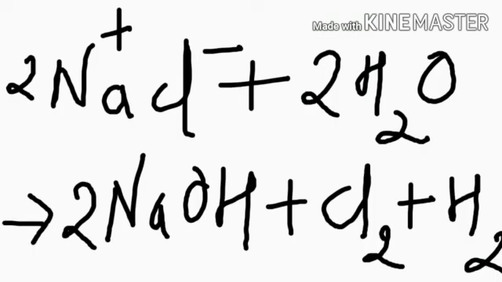Sodium chloride, when it undergoes electrolysis, dissociates into ions and then the reaction takes place, forming sodium hydroxide, chlorine gas, which is deposited at the anode, and hydrogen gas, which is deposited at the cathode.